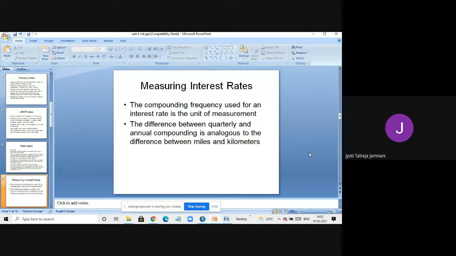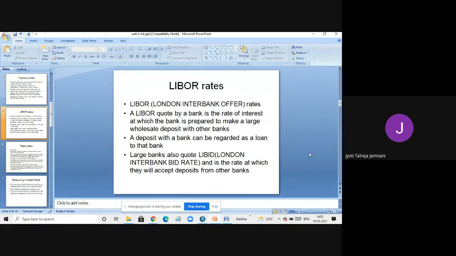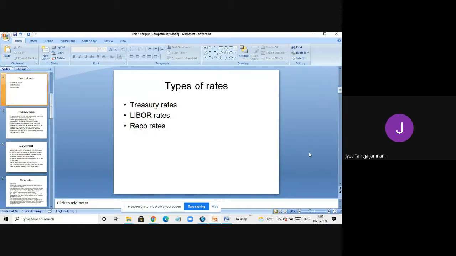It can be asked for 3 months. What do you mean by treasury rates? What do you mean by Libor rate? Or what do you mean by repo rate? Or all the three can be asked for 7 months. Explain the different types of interest rates.